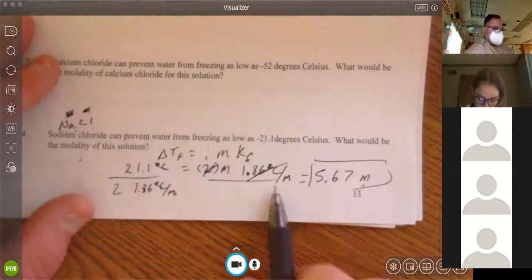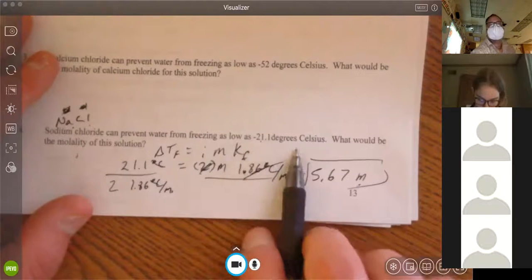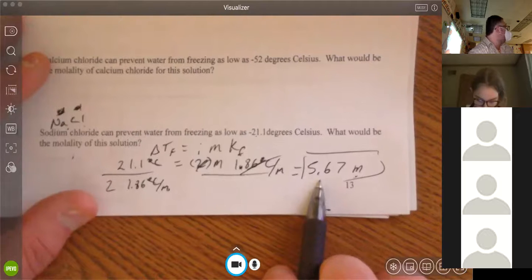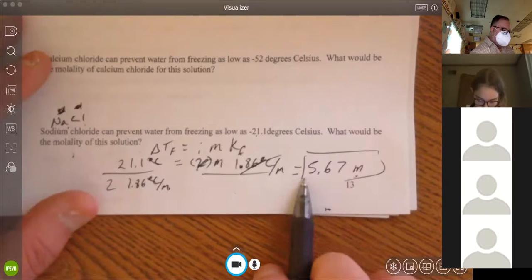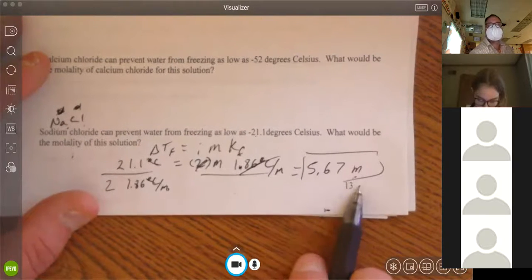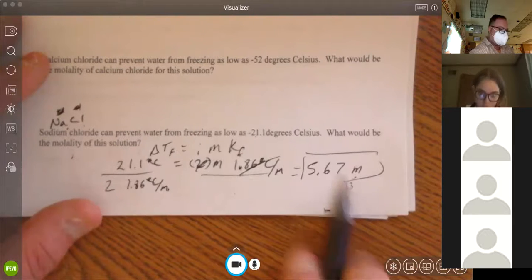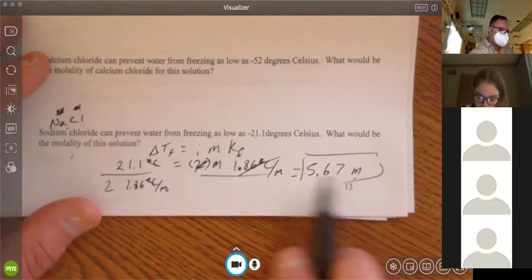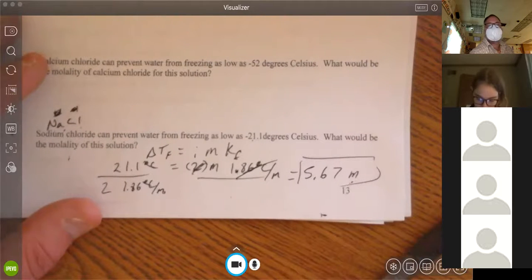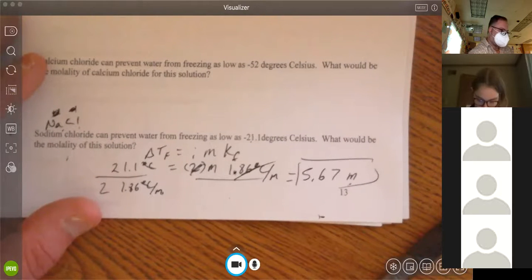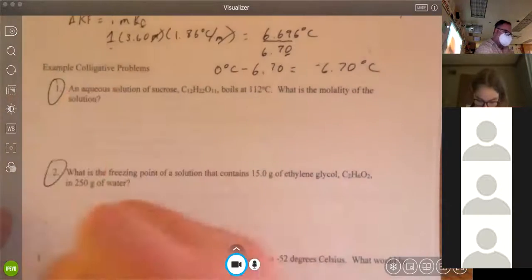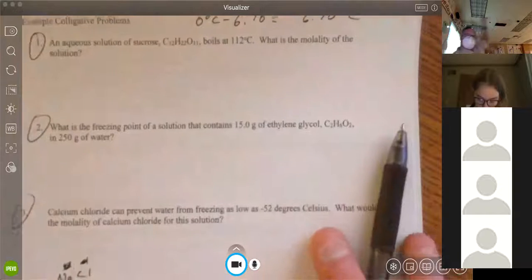That means that at negative 21.1 degrees Celsius, the maximum molality of salt you could have would be 5.67 moles per kilogram. Molality, sorry, not molarity, molality. 5.67 moles per kilogram of solvent. So there you go. Your homework for tomorrow is 1, 2, and 3.